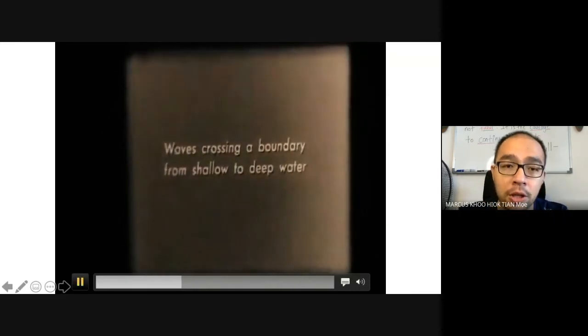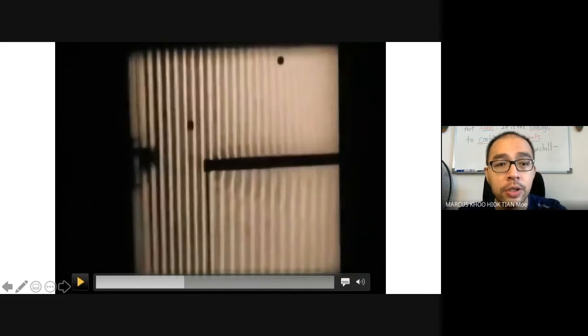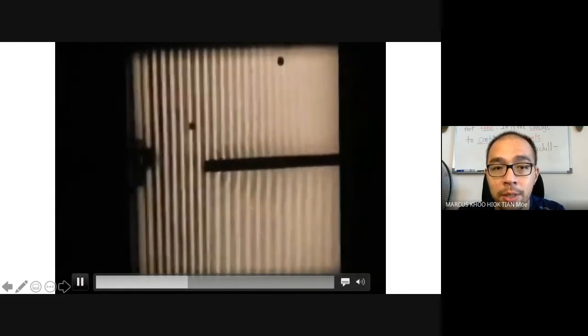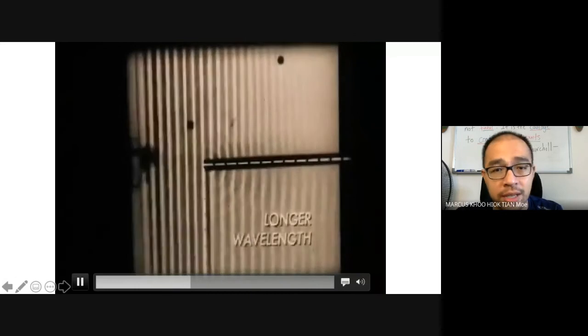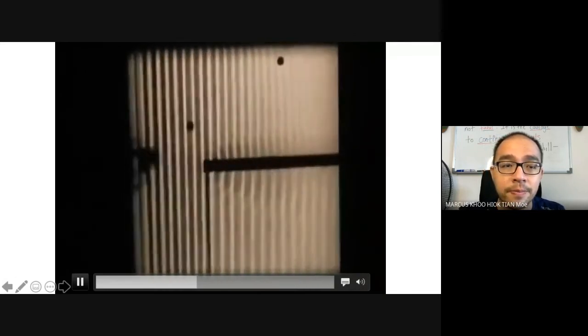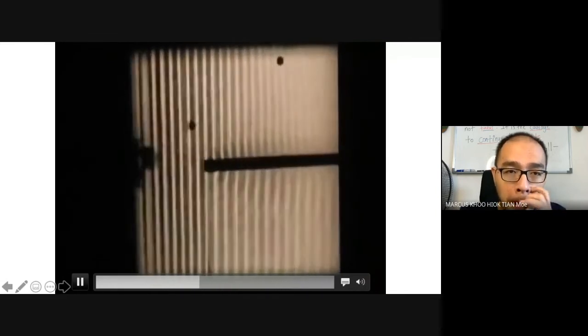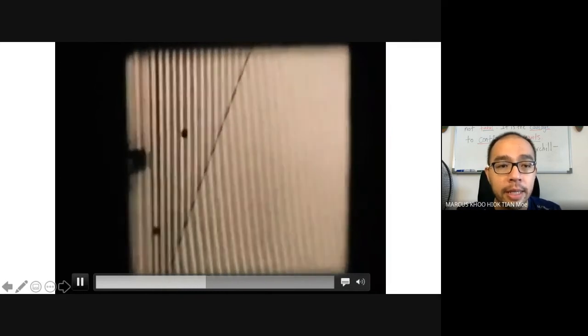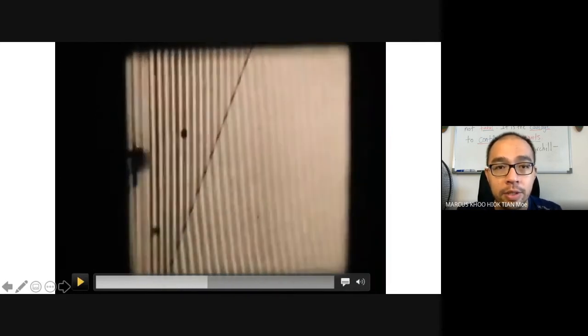Now the other way, shallow to deep. Again, shallow is small wavelength, deep is big wavelength. You notice that in the shallow, the wave speed is much smaller, and in the deep, the wave speed is much bigger. The wave speed in the deeper region moves much faster compared to the slow one.